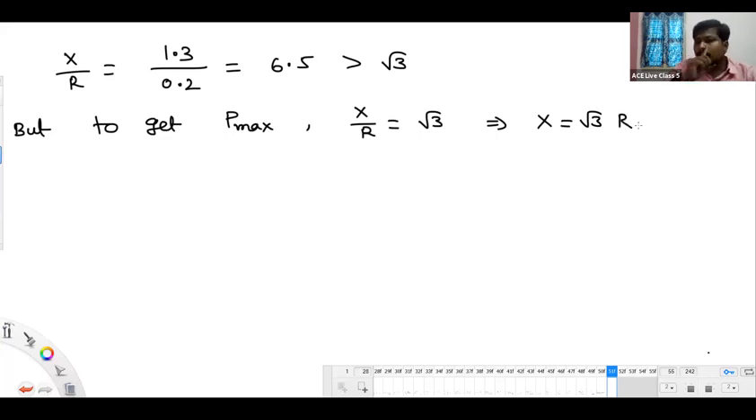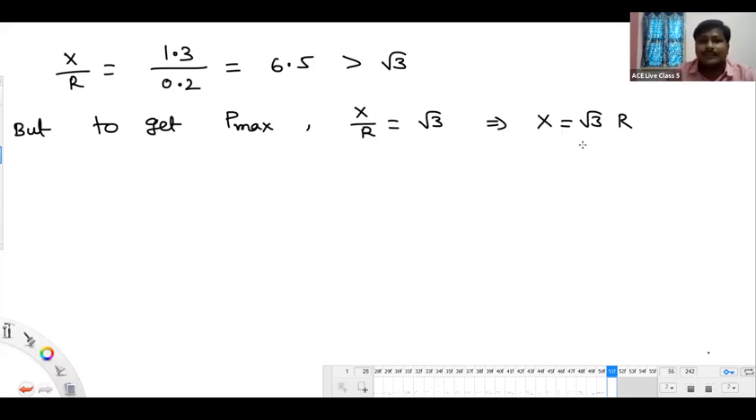So what should you do now? Whether you need to reduce the reactance value or increase the reactance value of the network. Anybody? Tell me please. Reduce, you have to do, because the old X by R ratio was greater than root 3. We have to make it root 3, so definitely we have to reduce the equivalent reactance. For that purpose, we have to add the capacitor.